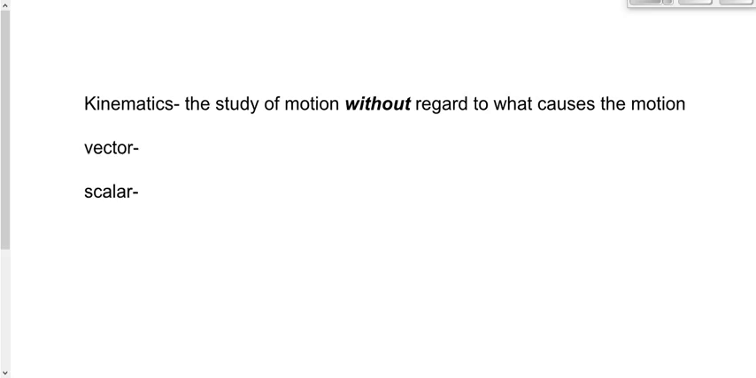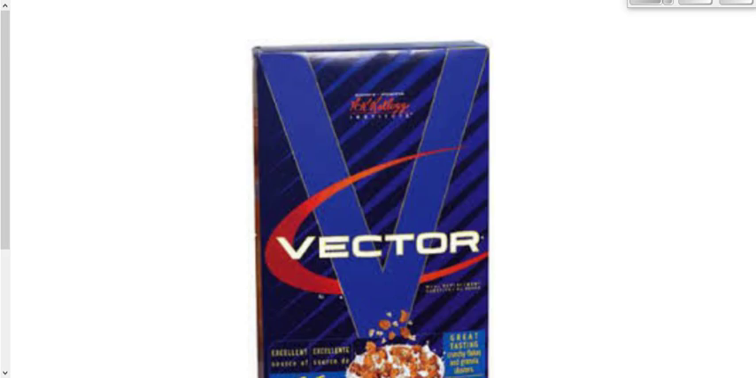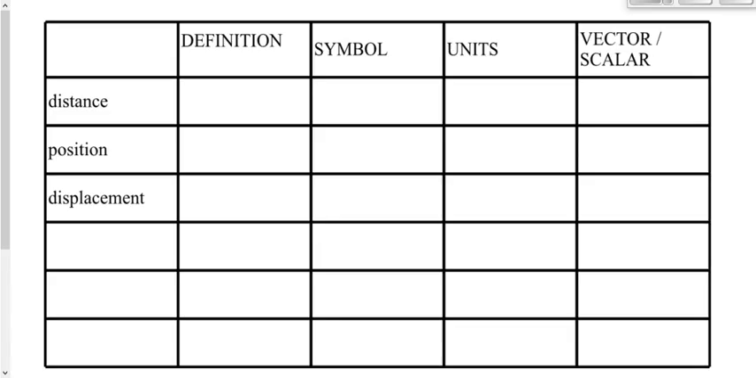So a vector has both magnitude and direction. Scalar has just magnitude. We learned three terms yesterday that are examples of vectors or scalars. Distance is a vector or scalar? Distance is a scalar because it doesn't require direction. Position is a vector, and displacement is a vector. Distance we defined loosely as how far something's traveled. It's how far something's traveling or how far something has traveled.